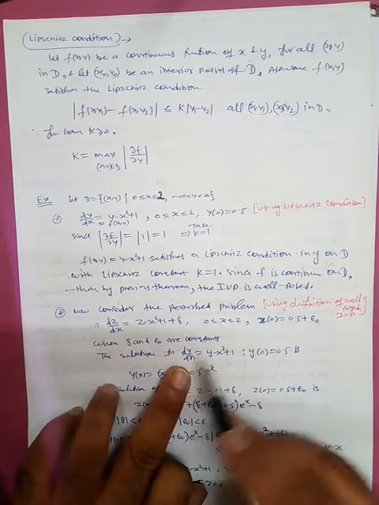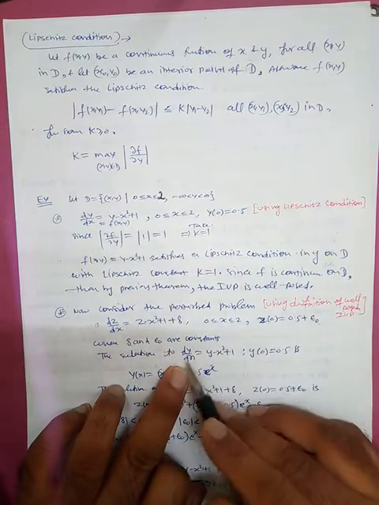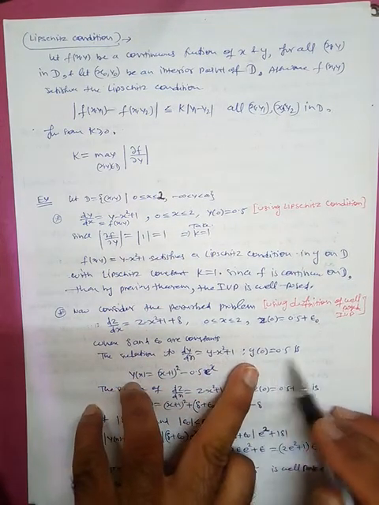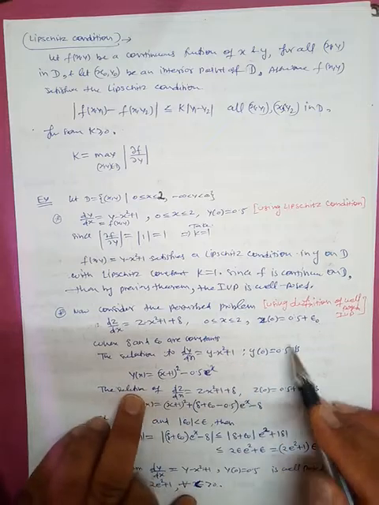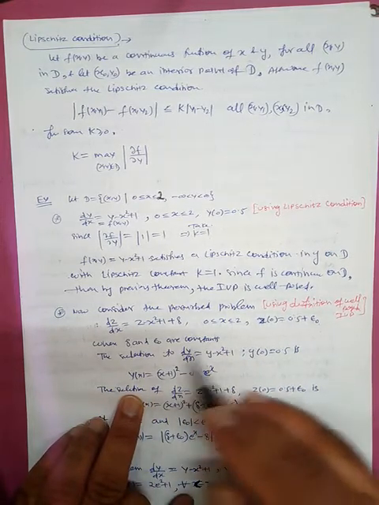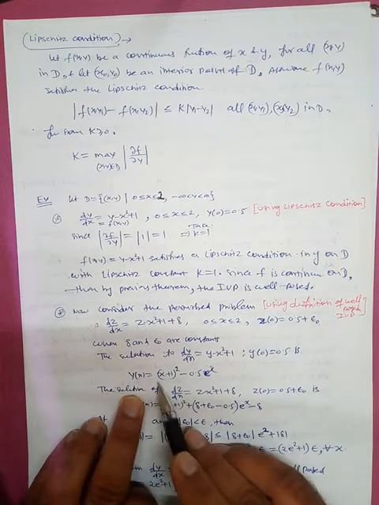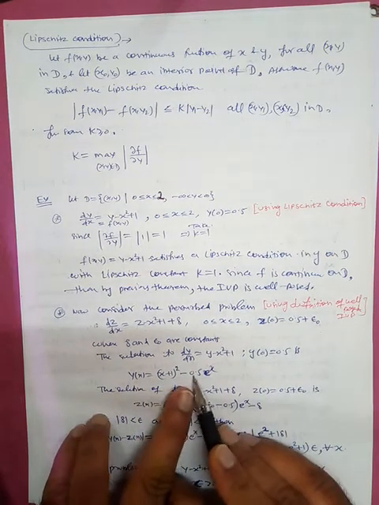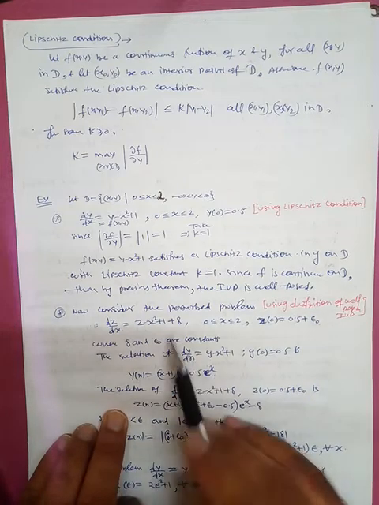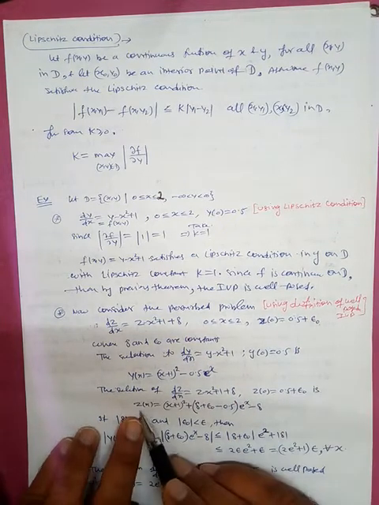Now the solution to the actual problem: dy by dx is y minus x square plus 1, y at 0 is 0.5. Because this is a linear differential equation, you can easily solve it. The solution is y(x) equal to (x plus 1) whole square minus 0.5 into e raised to the power x. Now when you solve the perturbed problem with this initial condition, the solution is this.